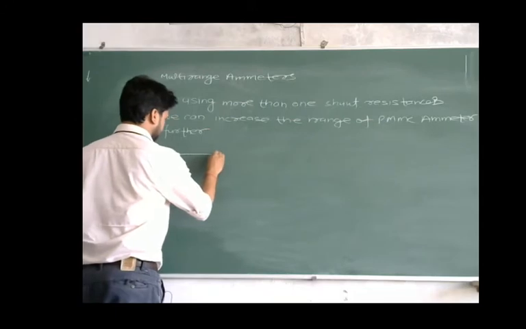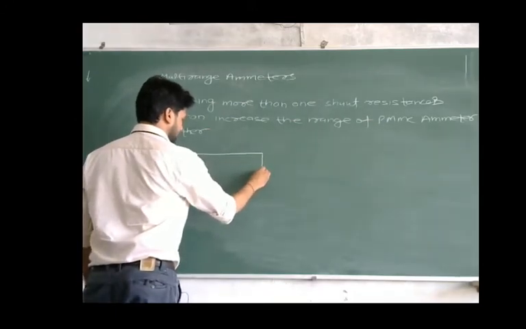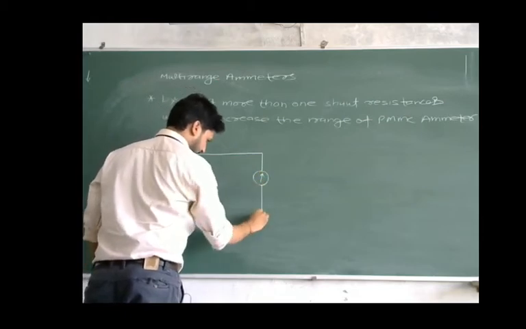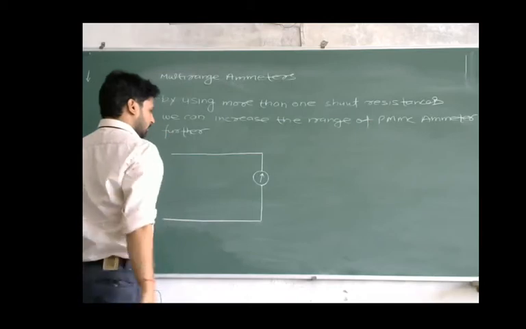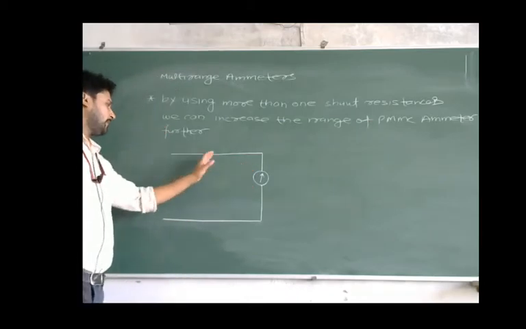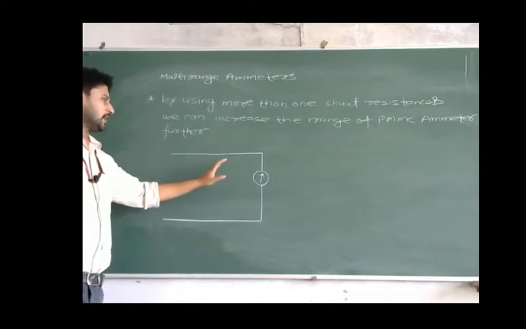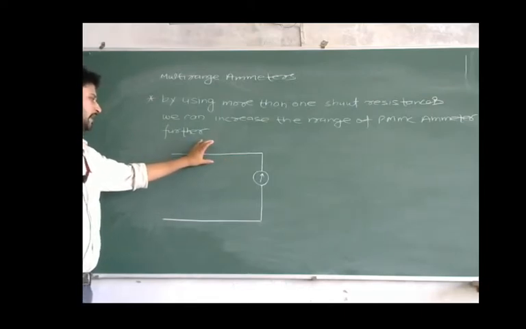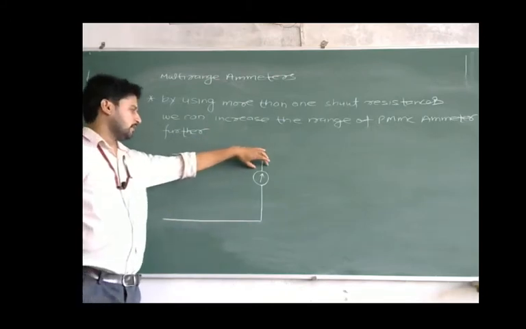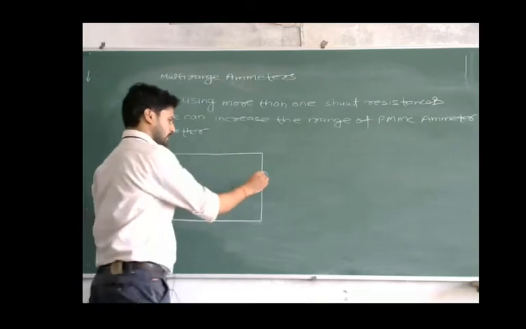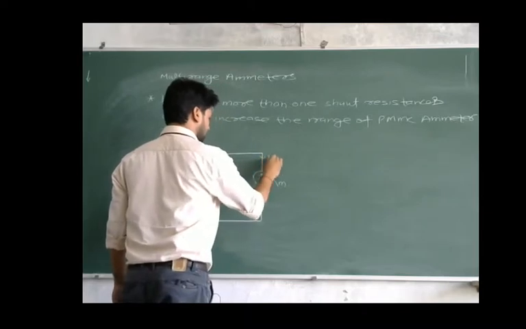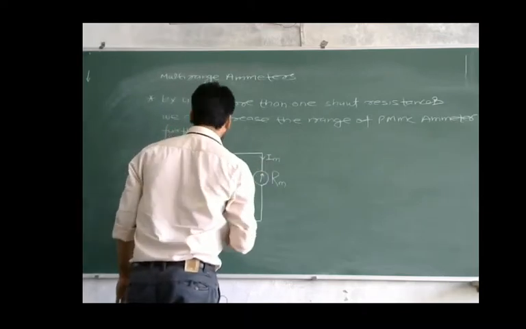Suppose there is a PMMC meter. To protect this meter from a large value of current, we have to use a shunt resistance so that the larger portion of the current bypasses through the shunt resistance, and only a small value passes through this meter. Suppose the value of resistance is Rm and the current passing through this ammeter is Im.